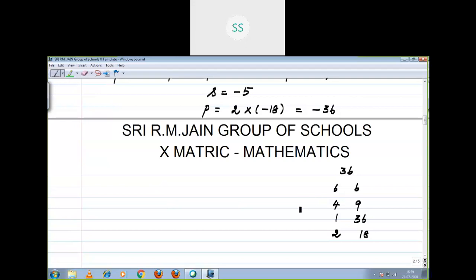First, see, sum is negative, product negative. What I said, sum is negative, product negative. Bigger number negative, smaller number positive. Negative, positive. Here we cannot say anything. Let it be as such. You don't concentrate on that, right?